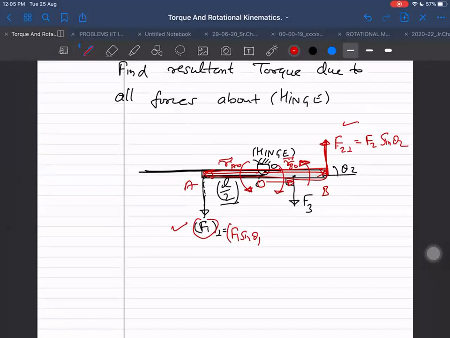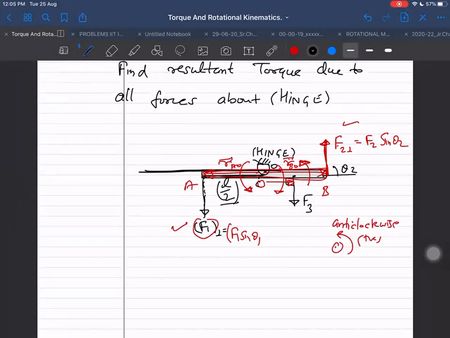Take one torque as positive and take the other as negative. Which one do you want to take positive? Your choice. For example, you can take anti-clockwise positive, sir. Generally anti-clockwise is positive. So let us take that only and follow the general convention. Anti-clockwise positive. If I do it that way, first I will write the anti-clockwise torques.